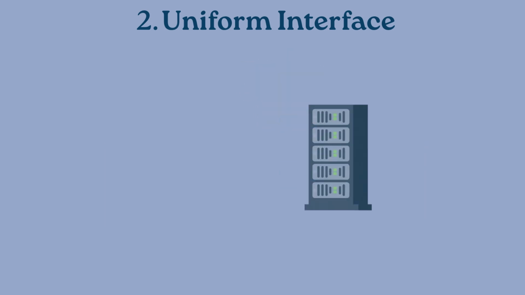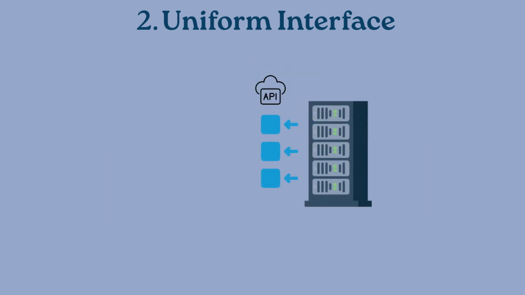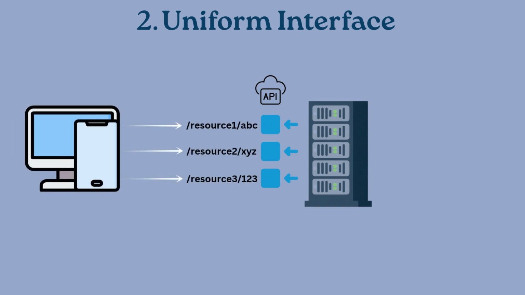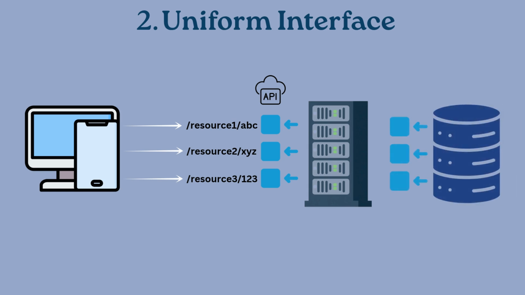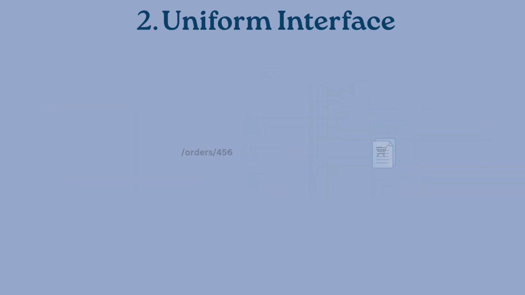Every piece of data exposed by the API is treated as a resource, and each resource should have a unique URI that identifies it. Clients interact with resources using these URIs instead of accessing databases or internal implementation details directly. For example, /users/123 identifies a specific user, while /orders/456 identifies a specific order.